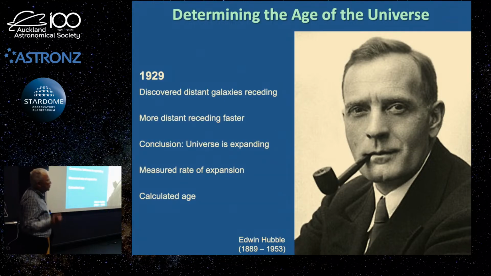So it was 1929 that he discovered that distant galaxies, way in the distance, are all receding away from us. And the more distant galaxies were receding faster away than the closer galaxies. And the conclusion is, there's only one conclusion to make from there: the universe is expanding. And he was able from there to measure the rate of the expansion.